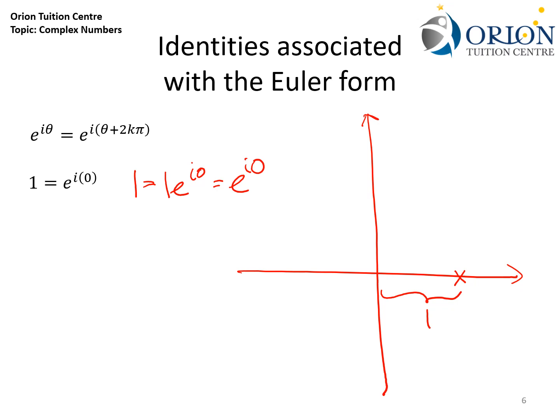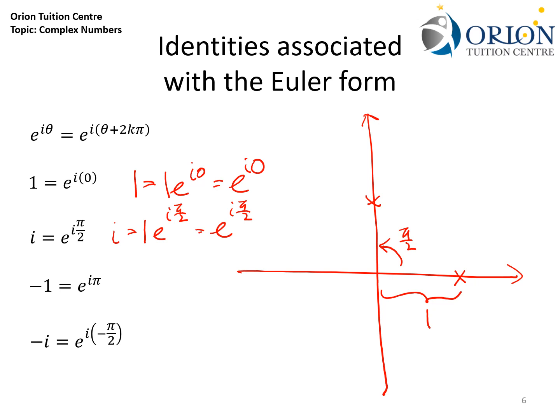Similarly, the imaginary number i, which has magnitude of 1, lies on the positive imaginary axis with an argument of pi over 2. Therefore, i can be written as 1 e^(i pi/2), which is the same as e^(i pi/2). Likewise, we can show that minus 1 is equal to e to the power of i pi, and negative i is equal to e to the power of i multiplied by negative pi over 2.